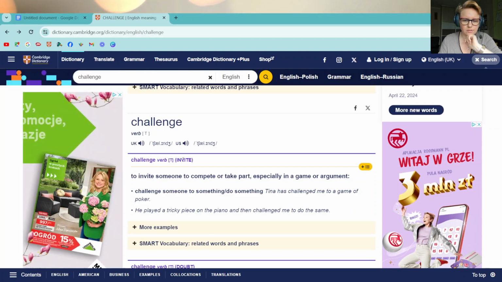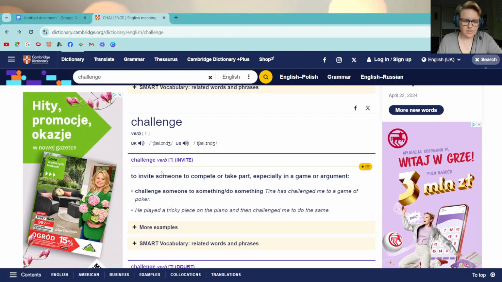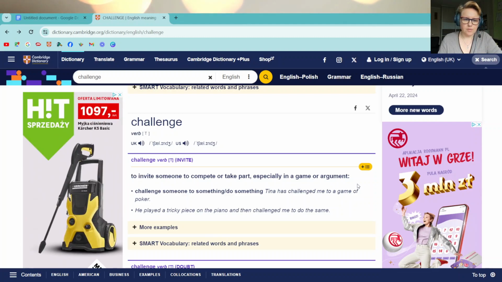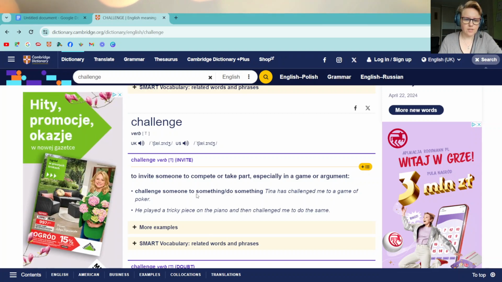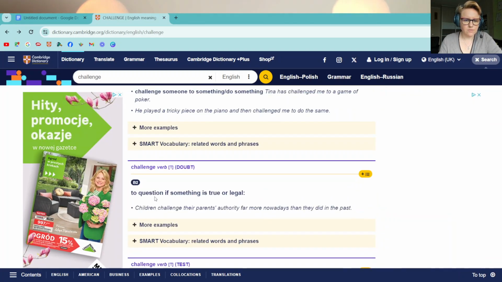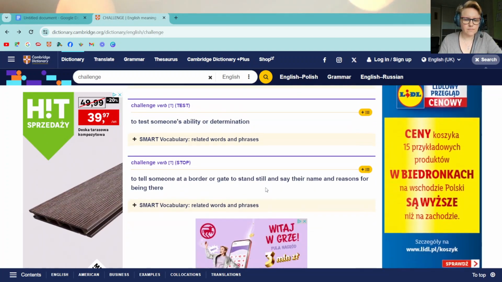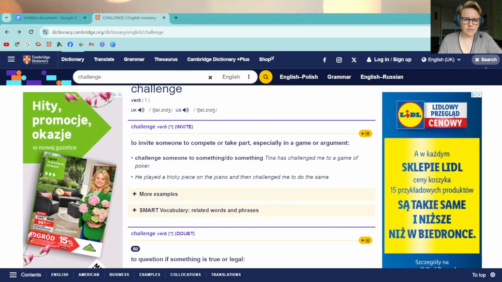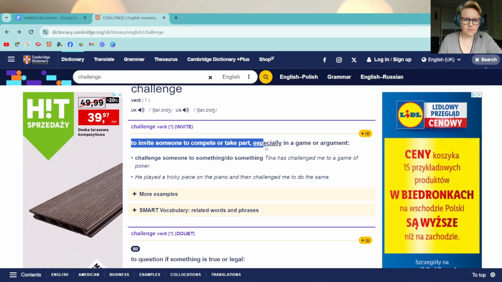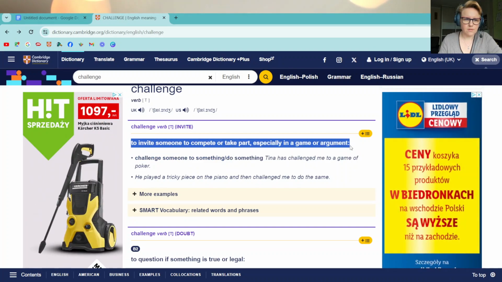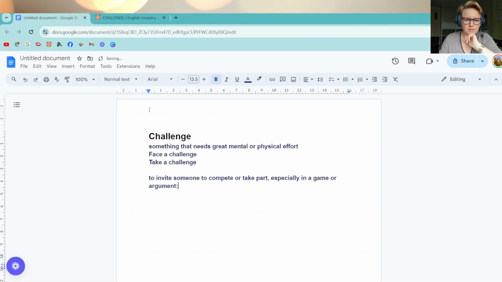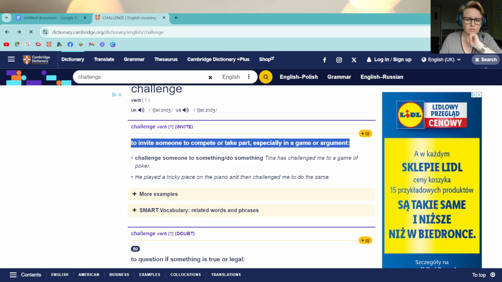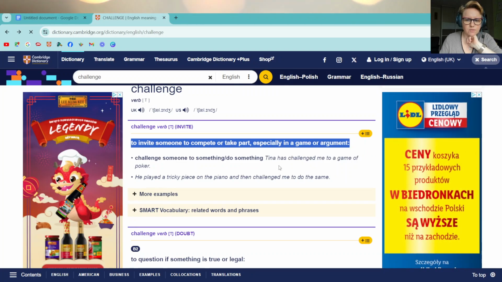Okay, but let's look at the verb. Yeah, I don't want this recording to be too long. Invite somebody to compete or take part, especially in a game or argument. So challenge someone to do something. Question if something is true or legal. Okay. Tell someone, to invite someone to. Yeah. Okay. Let's maybe put this. But it's not really so clear. Challenge someone to do something. Tina has challenged me to a game of poker.